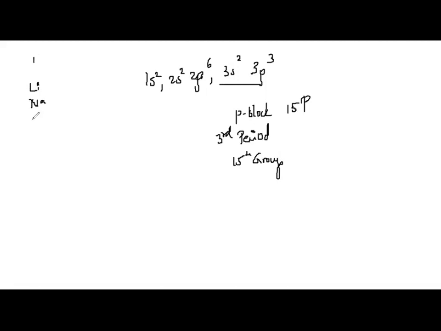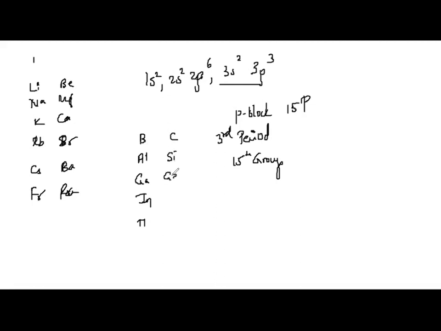Lithium, first group. Sodium, potassium, rubidium, cesium, francium. Beryllium, magnesium, calcium, strontium, barium, radium. And on this side, the p block: boron, aluminium, gallium, indium, thallium. Carbon, silicon, germanium. Then boron, carbon, nitrogen, phosphorus. Then below phosphorus, we have an element. Now the question is, which is the element here?